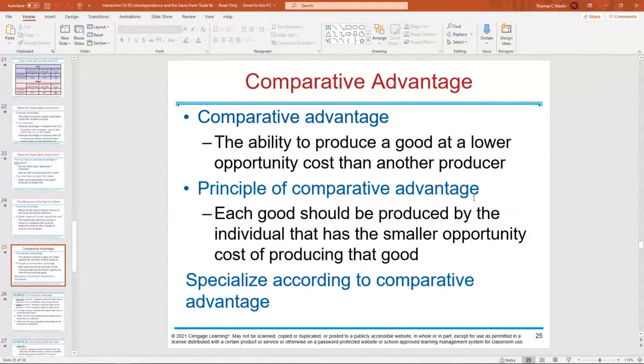This is just a basic definition of the comparative advantage. And the principle of comparative advantage, each good should be produced by the individual that has a smaller opportunity cost of producing that good. It just makes sense. If the person in the mountains wants seafood, they're not going to stop growing their Christmas trees and run down to the coast, catch shrimp, and drive back. They'll trade. If there's not a monetary system, they'll trade Christmas tree for shrimp or flounder or oyster, whatever they may want.